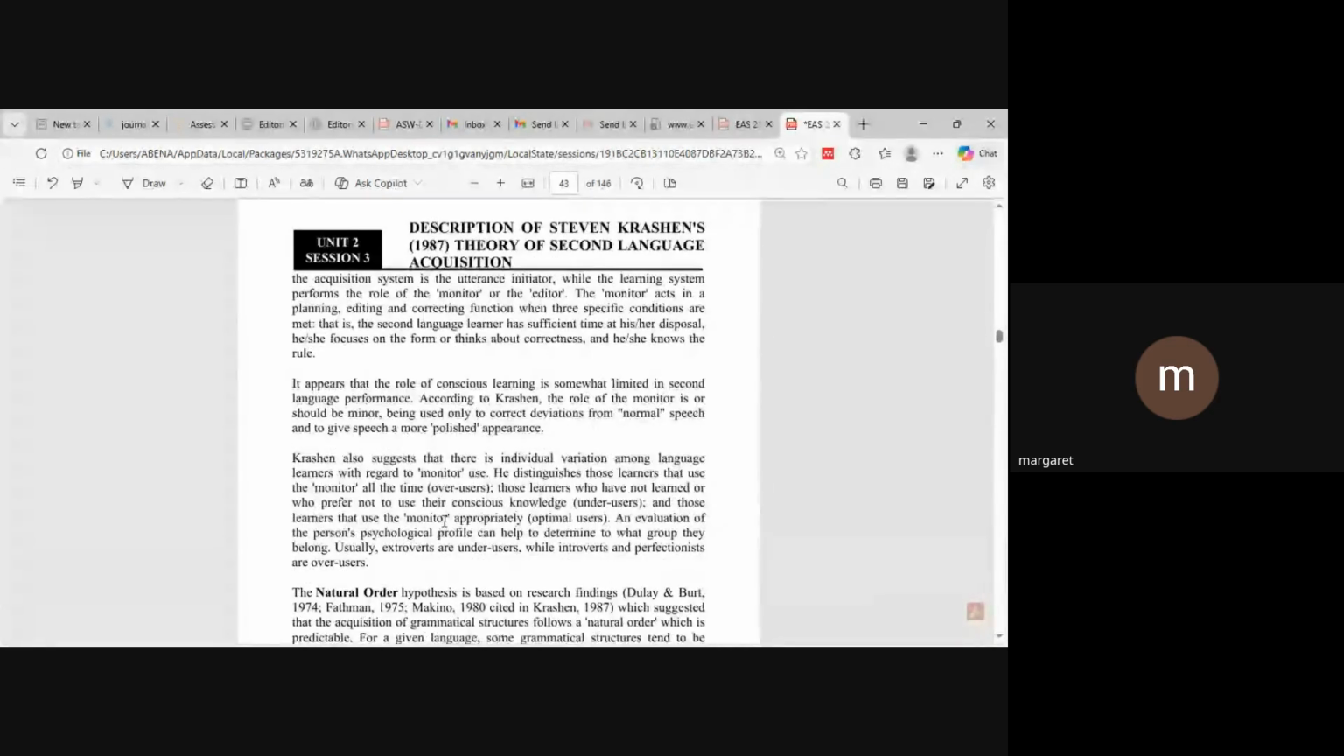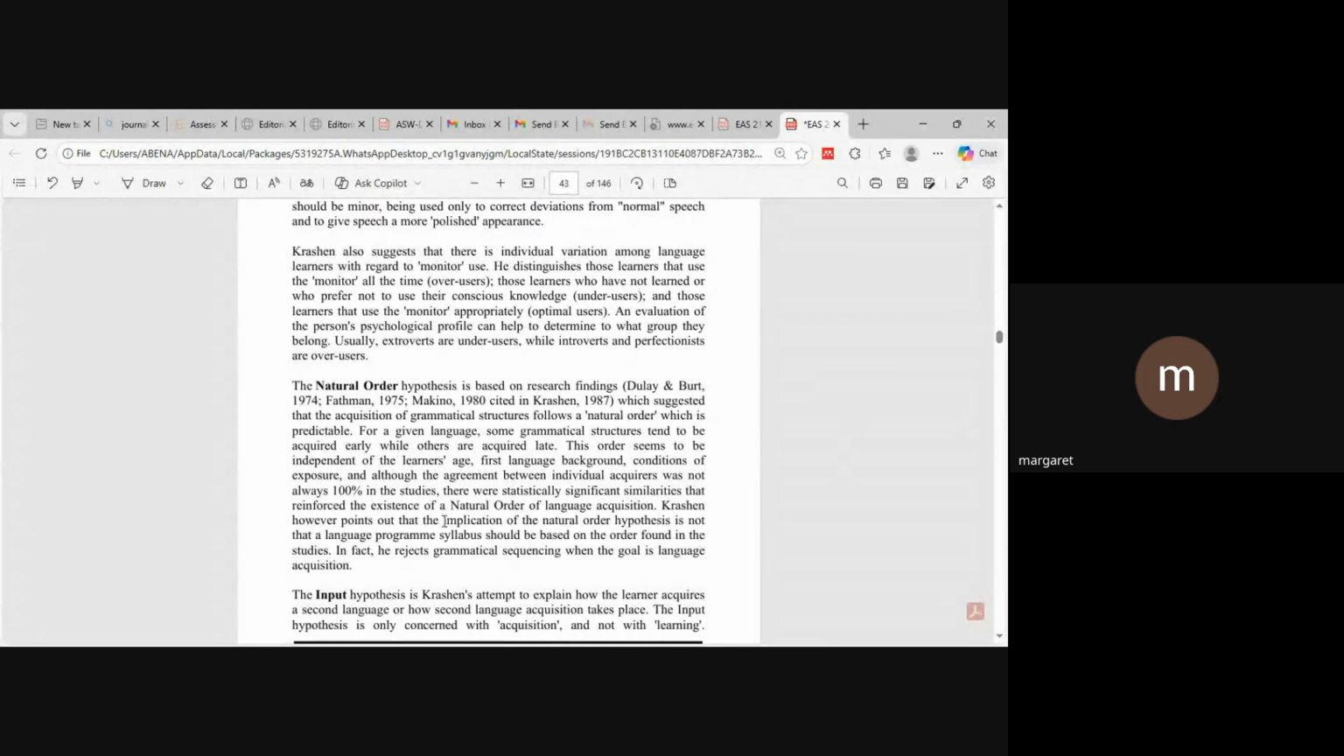users. Now, the users of the monitor, they have been associated to character traits, okay? Usually, extroverts are known to be underusers because they want to talk. They want to tell you what is in their minds. They don't have time to monitor whether the concord is correct or not. They are speaking. So usually it is said that extroverts are usually underusers of monitors and introverts are overusers of the monitors. Okay. Now let's go to the next hypothesis.